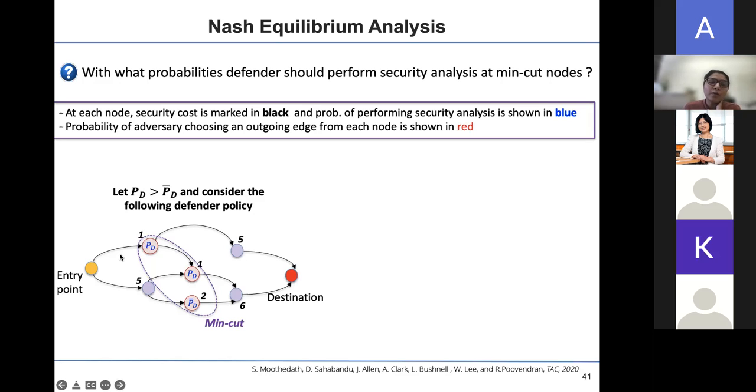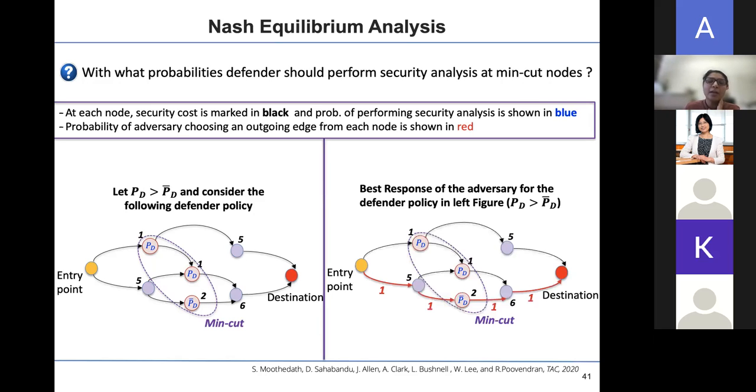Now if the defender's policy is fixed, you can solve for the best response of the adversary. If I solve for it, I get the red path shown as the best response. The adversary always chooses this path because PD bar is smaller, so he has a lower chance of getting detected. But then the defender can deviate from the strategy, because the defender can select some other value instead of PD bar, which is greater than PD, and still improve his payoff. So that's why it is not a Nash equilibrium.